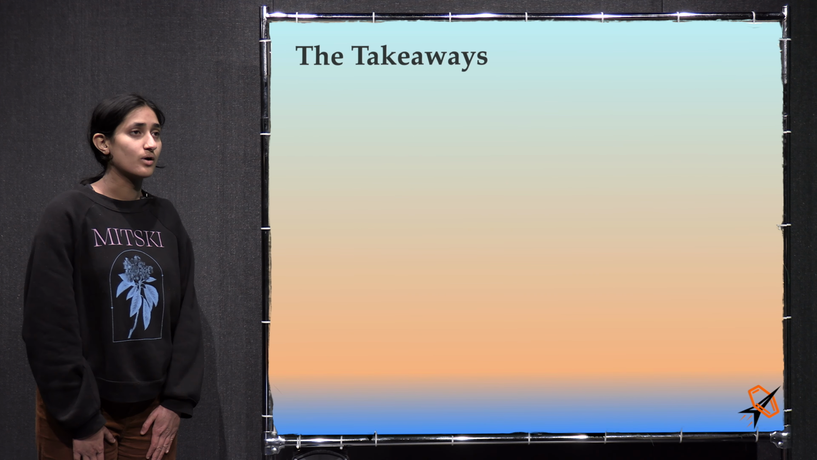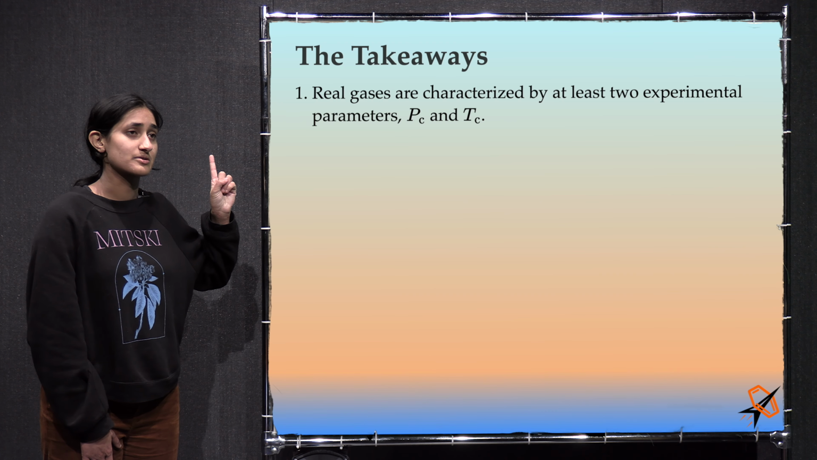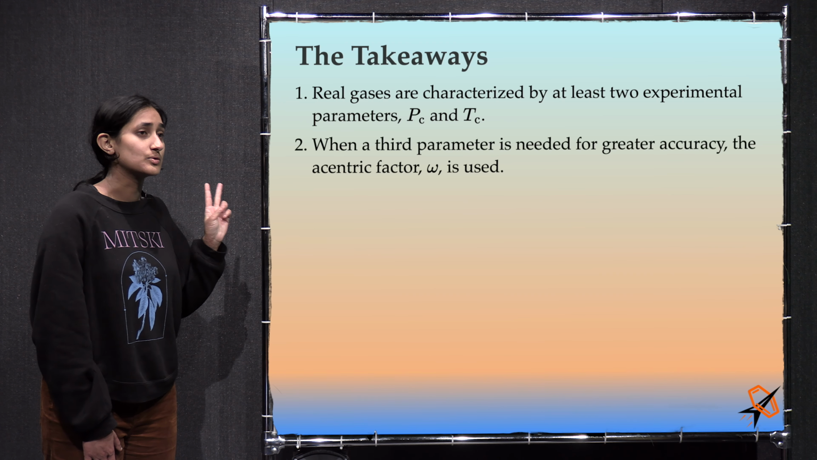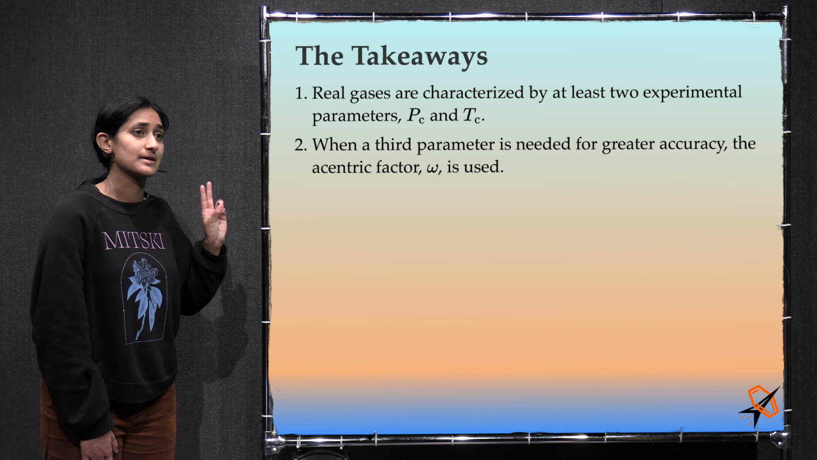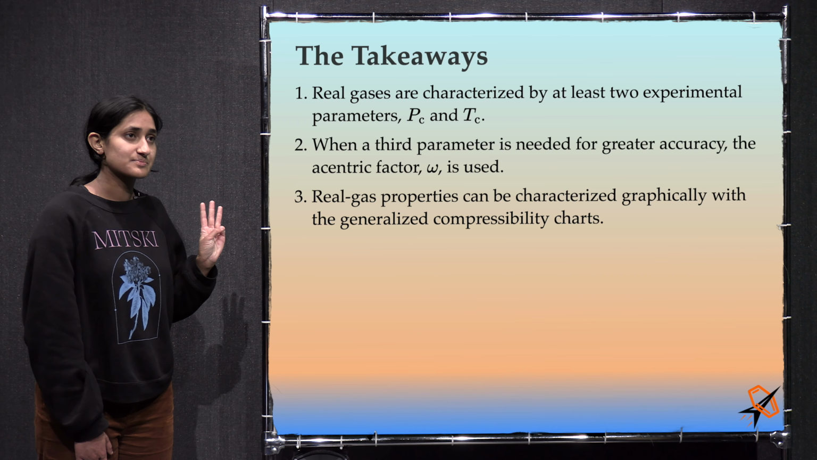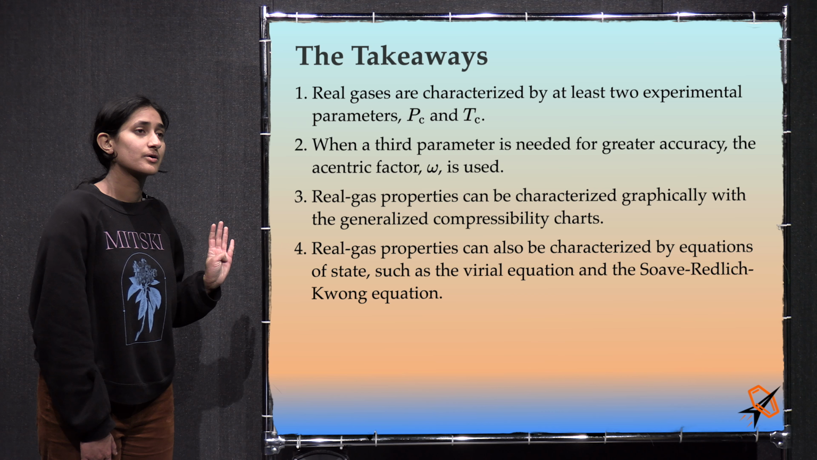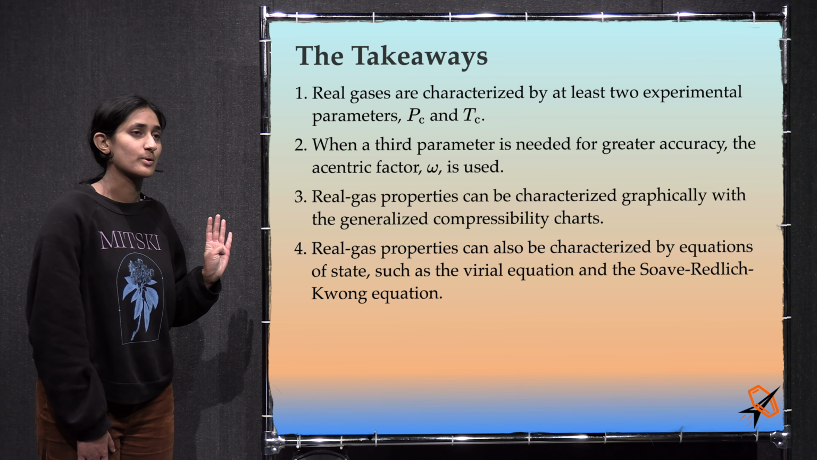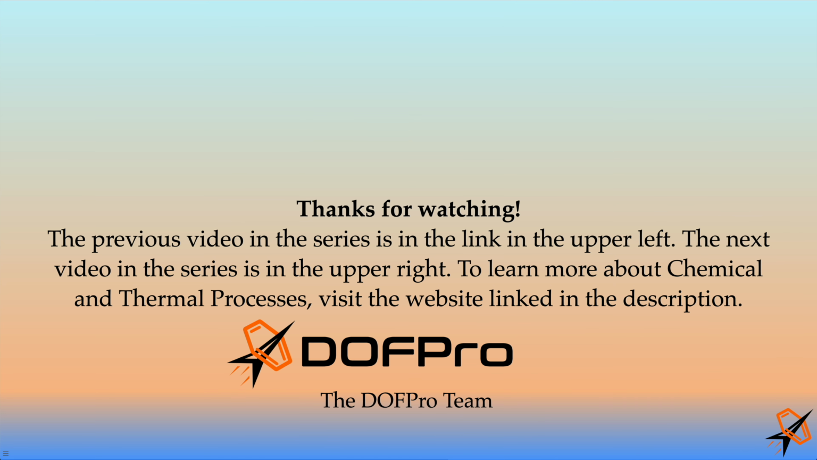The takeaways from this video are: 1. Real gases are characterized by at least two experimental parameters, Pc and Tc. 2. When a third parameter is needed for greater accuracy, the acentric factor, omega, is used. 3. Real gas properties can be characterized graphically with the generalized compressibility charts. 4. Real gas properties can also be characterized by equations of state, such as the virial equation and the Soave-Redlich-Kwong equation.